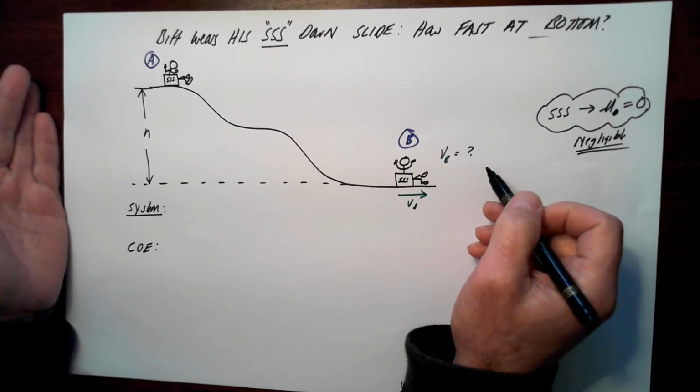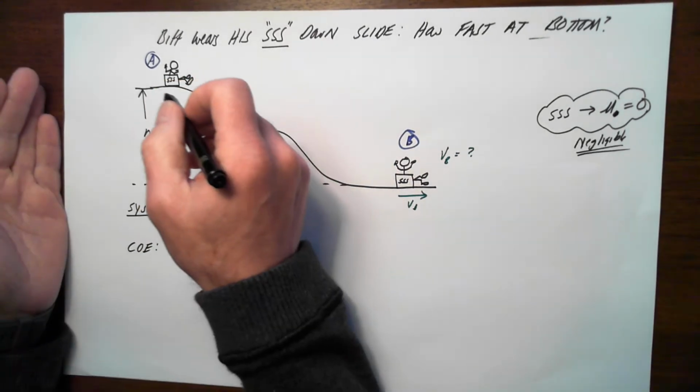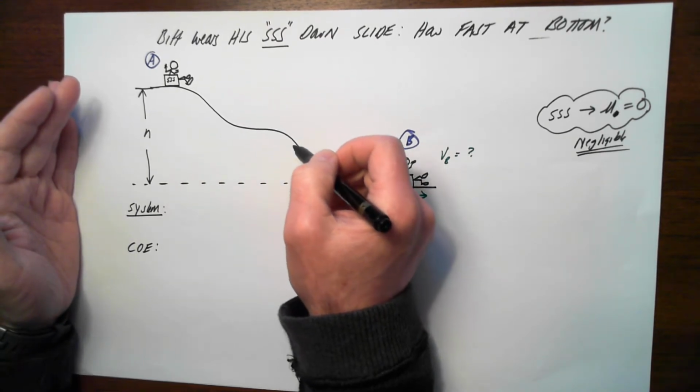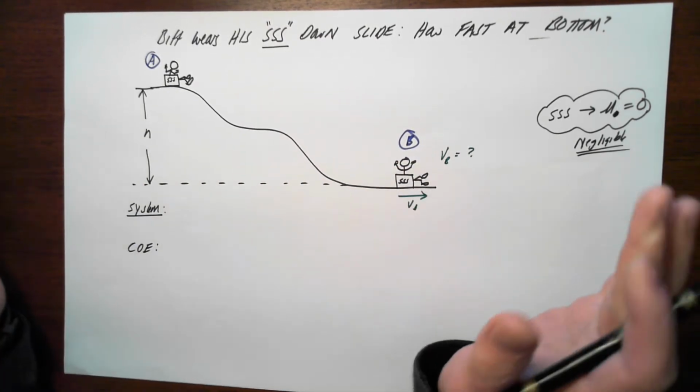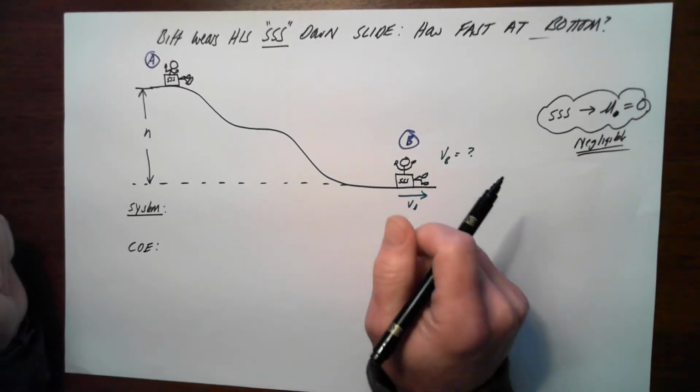Is this a problem we can use Newton's second law for? No, because there's so much we don't know. We don't know these angles, we don't know these lengths, etc. So this is a pure energy analysis problem. So let's get into this.